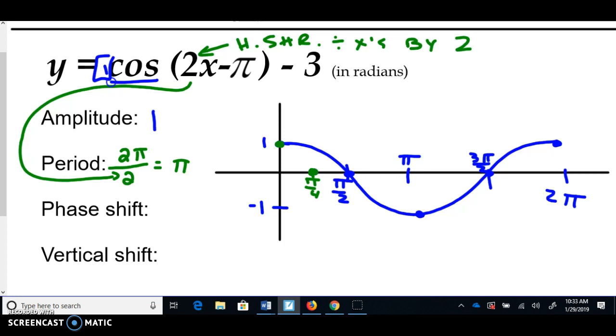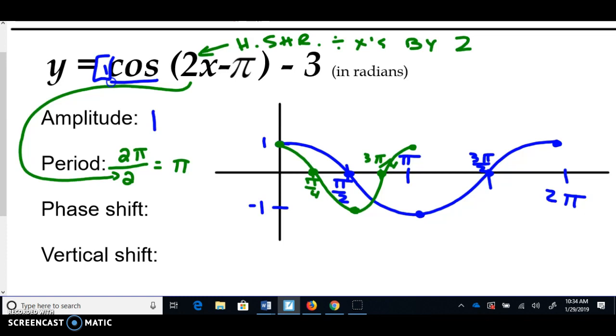Pi, which is 180, divided by 2, which is now 90. 3 pi over 2, which is 270, divided by 2, 135, which is 3 pi over 4. 2 pi, which is 360, divided by 2, which is 180. Green curve is your period change. If you notice, the period of the green curve, start to finish, is pi radians from left to right. Period, pi.